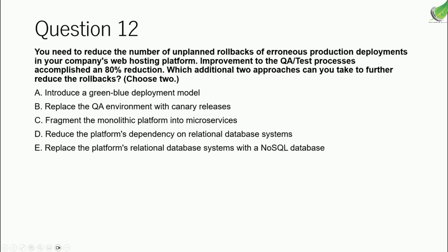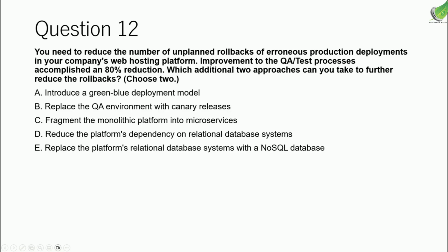First, let's look at option A. Introduce a blue-green deployment model. This is a correct answer. Blue-green is a deployment strategy specifically designed to minimize risk. It works by maintaining 2 identical production environments, blue for the current version and green for the new version. You can deploy the new version to the green environment and test it thoroughly without impacting any users. Once you're confident, you simply switch the traffic over to green. If any problems arise, switching the traffic back to the stable blue environment is nearly instantaneous, eliminating complex rollback procedures.